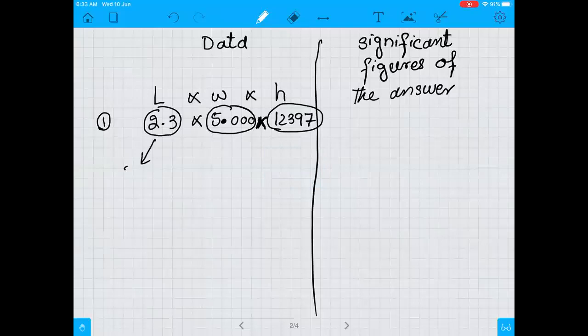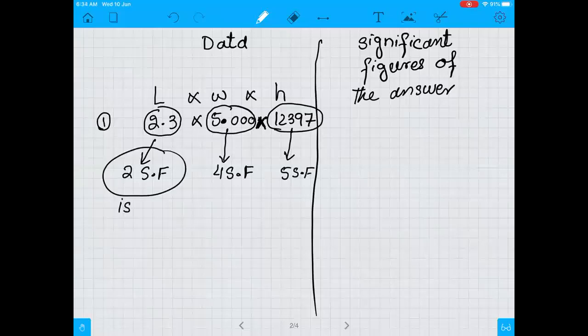2.3 has two significant figures. 5.000 has four significant figures. And 12,397 has 1, 2, 3, 4, 5 significant figures. Now, out of all of them, which one is least? Obviously, two significant figures is least significant figures.